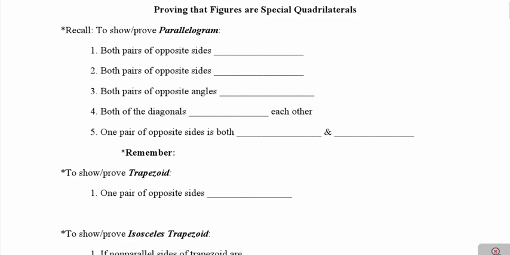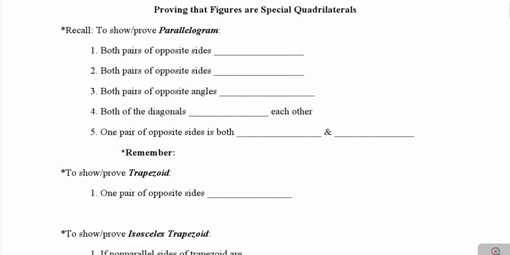Recall that in the last video, we talked about how to prove that a quadrilateral is a parallelogram. In this video, we're going to talk about how to prove that a quadrilateral is each of the other types of special quadrilaterals that we've been discussing this chapter. Before we get to that, let's review how to prove that a quadrilateral is a parallelogram.